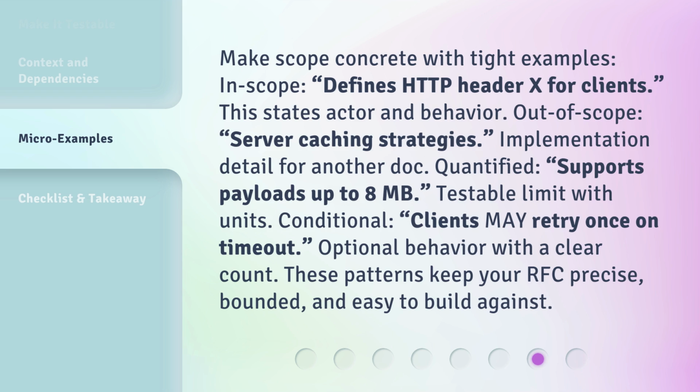Make scope concrete with tight examples. In scope: defines HTTP header X for clients. This states actor and behavior. Out of scope: server caching strategies. Implementation detail for another doc. Quantified: supports payloads up to 8 megabytes. Testable limit with units. Conditional: clients may retry once on timeout. Optional behavior with a clear count. These patterns keep your RFC precise, bounded, and easy to build against.